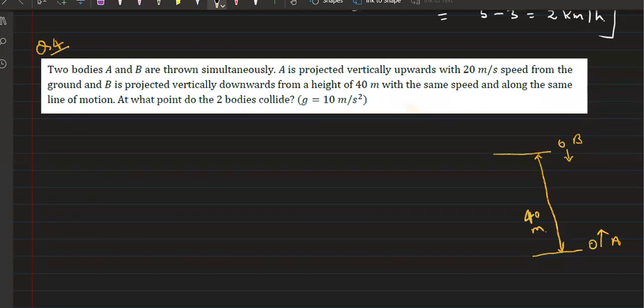Now, obviously, A and B will collide at some point. Tell me, yes or no? A and B will collide at some point. That's the speed, na? Navya, just see this. This is your speed, right? 20 meter per second is the speed of A.